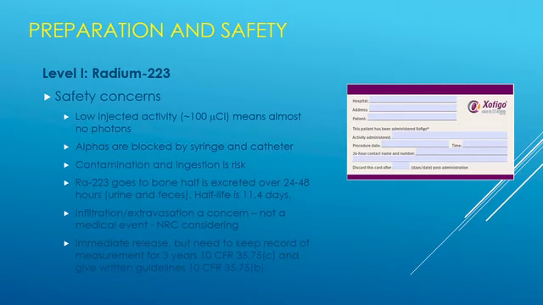Safety concerns are, as I said, there's really nothing in terms of exposure. Alphas are 50 to 100 micron travel distance in tissue or water, which means that it's blocked by anything that contains the liquid. So the syringe and the catheter, even if you get it on your hands, the alphas will be absorbed by the dead skin cells. The only concern you have is really contamination and ingestion.